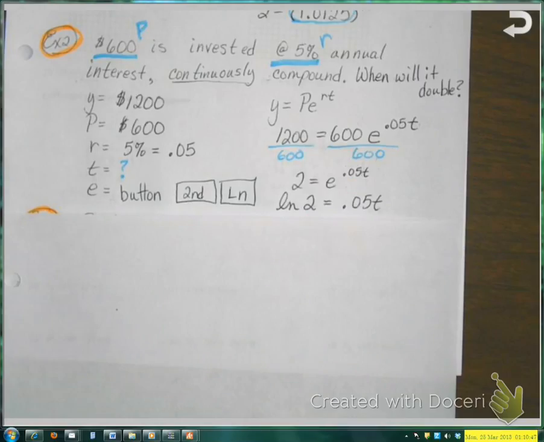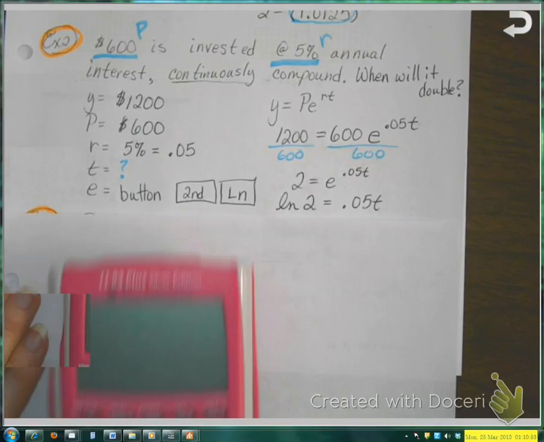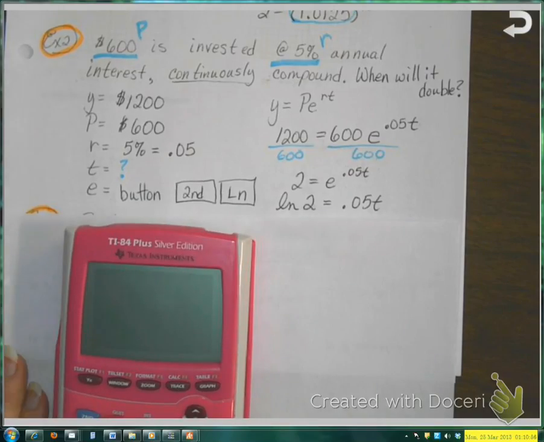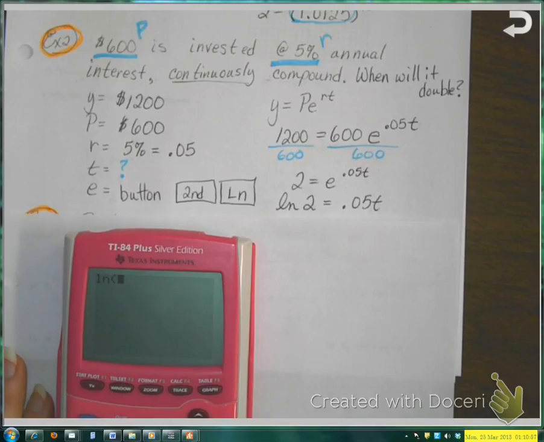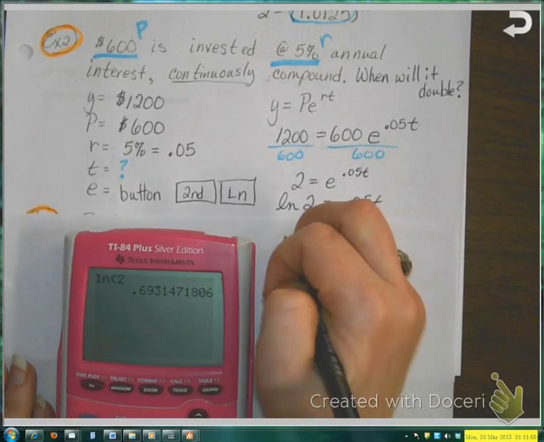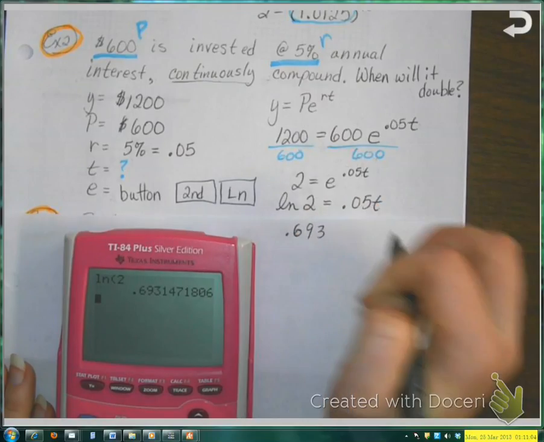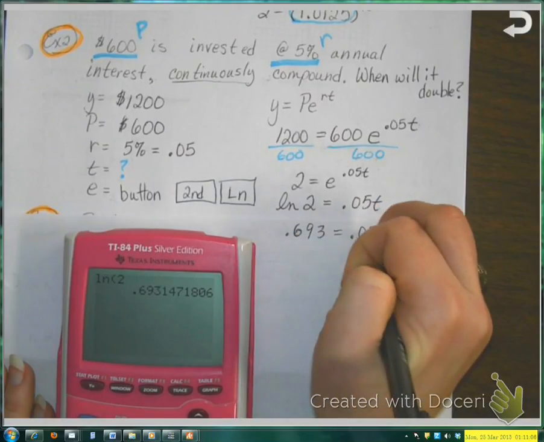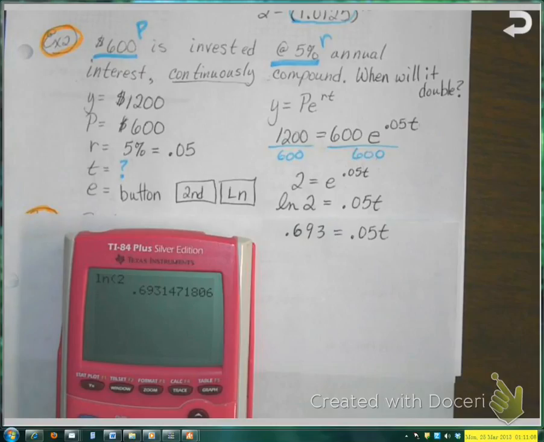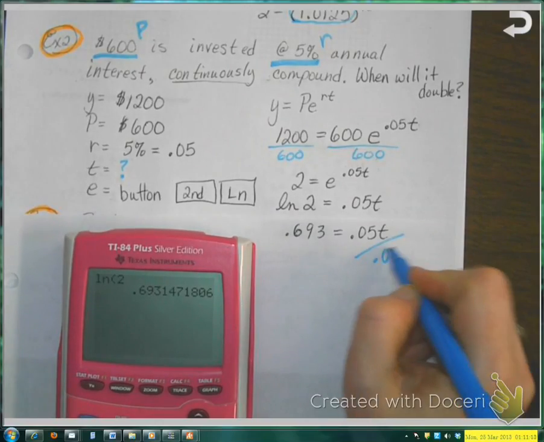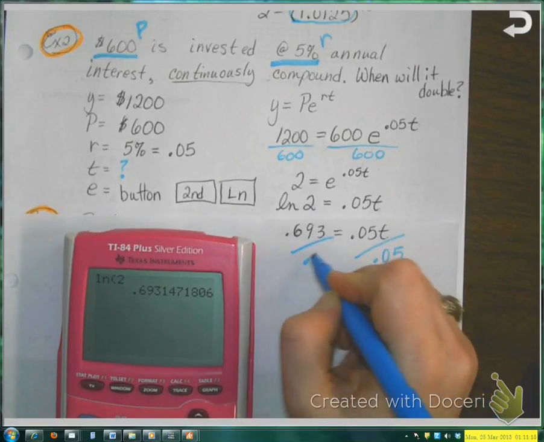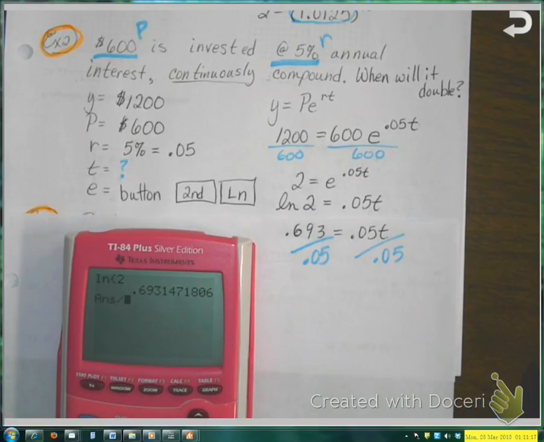Now the cool part with ln, you don't have to do change base. It's a button on your calculator. All you have to do is push the button. So you hit ln 2, enter. You get that big long decimal value, 0.693, and so on. Now what would you do to get T by itself? Divide by 0.05. Yes, divide by 0.05. So I'm going to take what I just got with the ln of 2 and I'm going to divide that by 0.05.